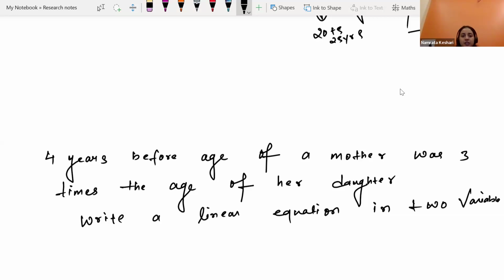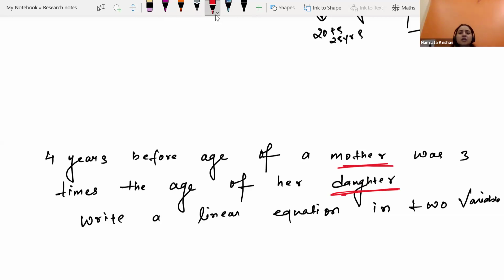We'll be doing it together. Whenever this type of age related question comes, you will start the assumption by considering how many people are there. Mother is there, daughter is there. So you will assume that, let's say, at present the age of mother is X and at present the age of daughter is Y.